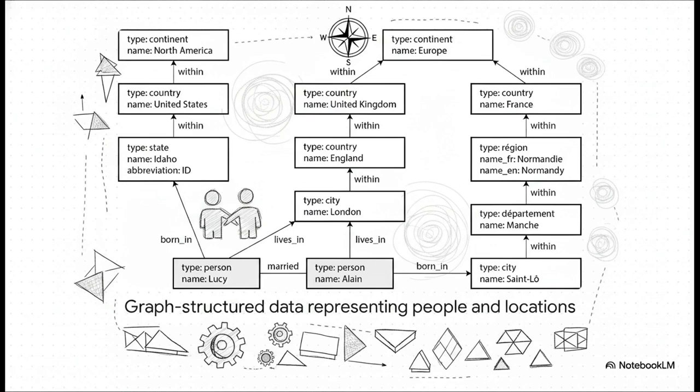Alan also has that lives-in connection to London, but a totally distinct born-in connection to St. Lo, France. And here's the crucial part. The locations have their own deep hierarchical edges. Idaho connects up to the United States, which connects to North America. London links to England, then the UK, and ultimately Europe. It's this fluid, flexible web where the relationships are just as important as the data points themselves.